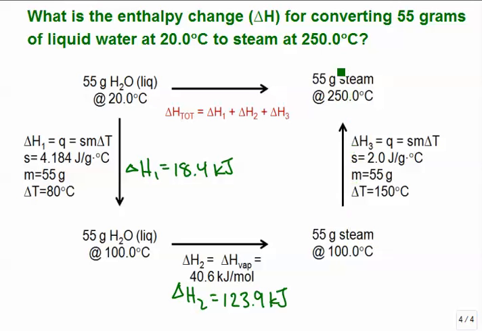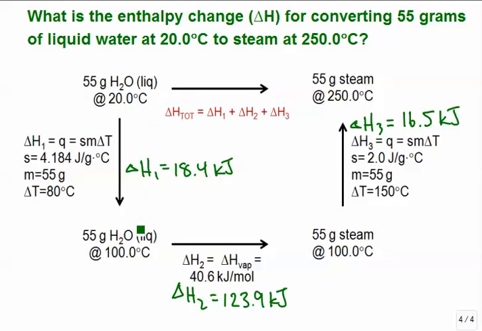We simply need to heat that up to our final temperature of 250. Again, this is just a heating event, so we're going to use Q equals S m delta T, which is equal to delta H3, but now our specific heat capacity is no longer that of liquid water but of steam. The specific heat capacity of steam is 2 joules per gram degree C. The mass is still 55. Our temperature change is 150, so our net delta H3 will come out to 16.5 kilojoules.